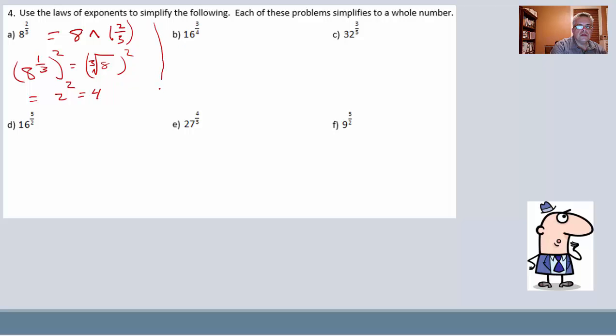Okay, let's try this one. So when it's a number and I'm simplifying and I'm not using a calculator, I'm going to do 16 to the 1/4 cubed.